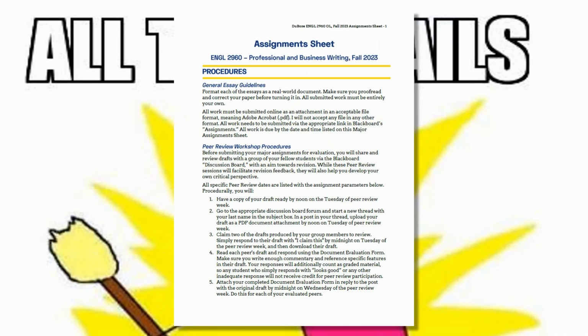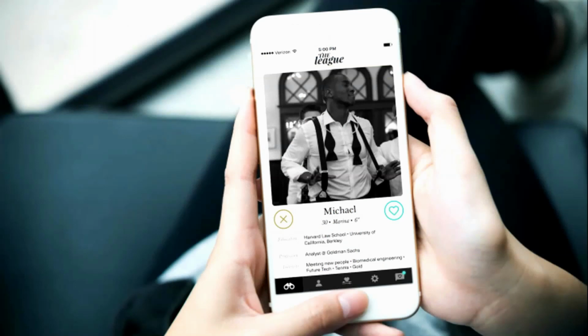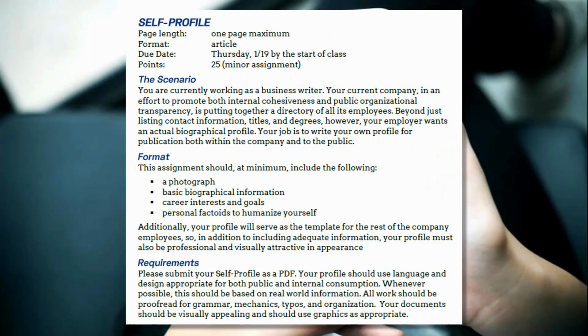I want to talk about the first things we'll be doing in here. The first is a minor assignment, which is the profile. No, not a dating profile. The assignment sheet has this all spelled out. You're going to roleplay that you're a business writer, and your company wants to put together a directory of all of its employees. Beyond just listing contact information, titles, and degrees, however, your employer wants an actual biographical profile. So you're going to be writing your own profile for publication both within the company and to the public, dual audiences. And the assignment sheet lists what your profile should include.